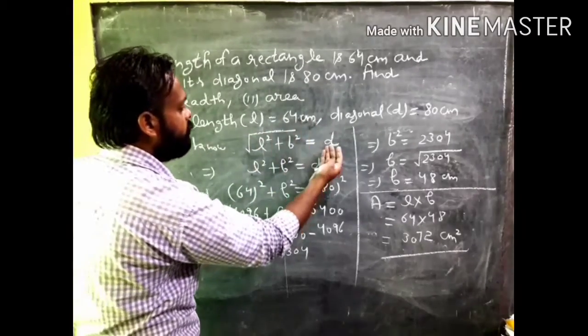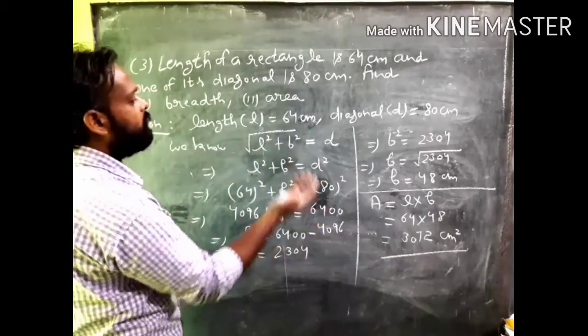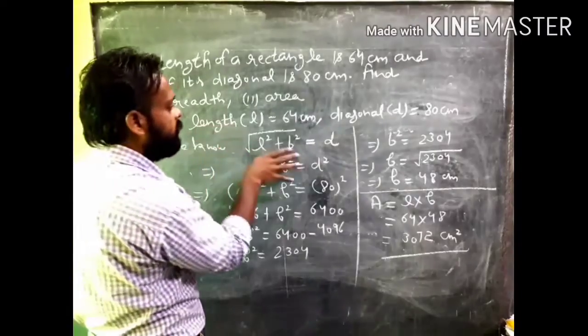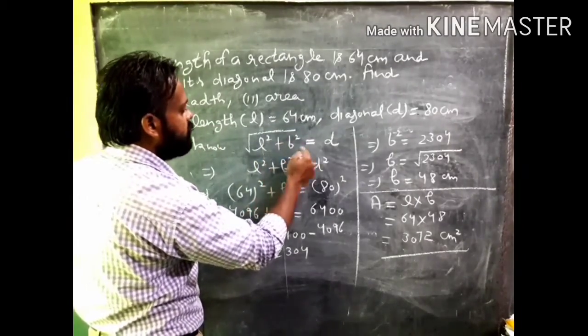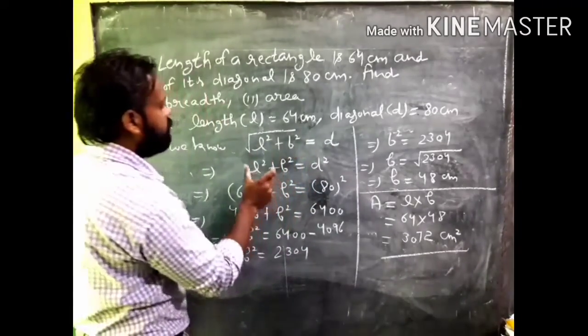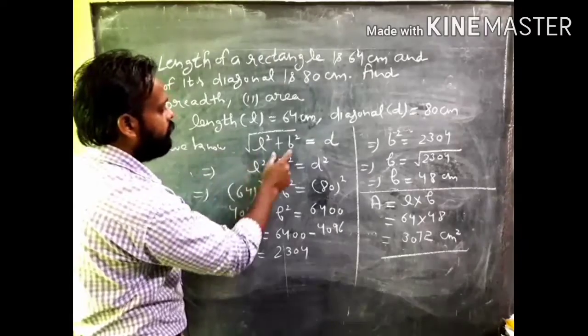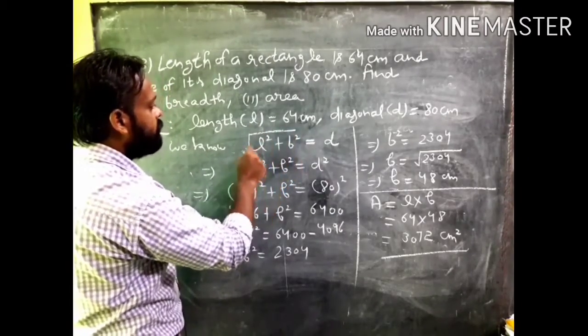Generally we use the formula D is equal to the square root of L square plus B square, and this time we have to write this formula in this way: the square root of L square plus B square is equal to D. That is the formula. This time we have to find the value of B, the breadth. Before finding B, we have to remove this square root also.